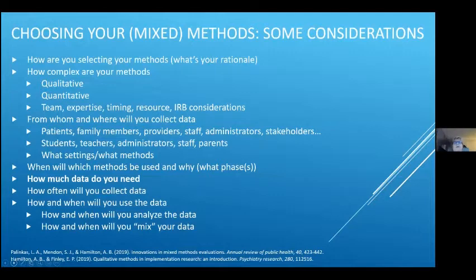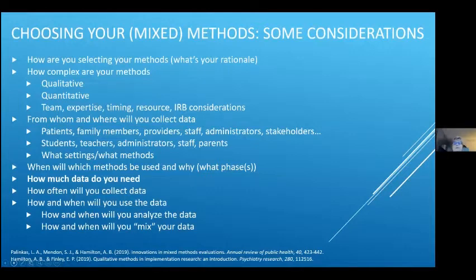But it's not just about choosing your methods, it's about thinking about how you can use those methods in relation to the team that you have, the expertise of that team, how much time you have, how many resources you have, what are the IRB considerations. All of these things factor into our methods decision making, as well as very concrete questions about where do I need data from? Do I need primary data collection, for example? If so, from whom? What's that going to look like?